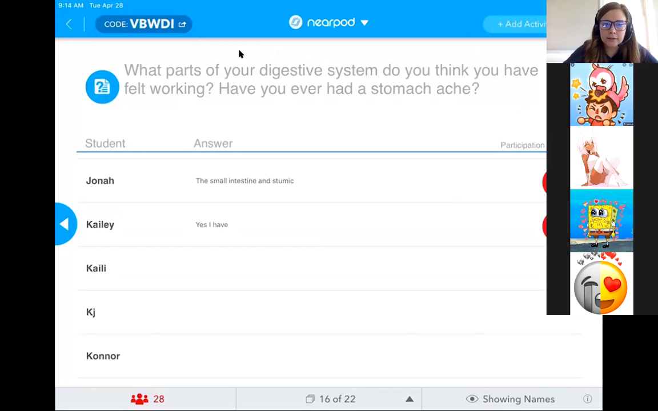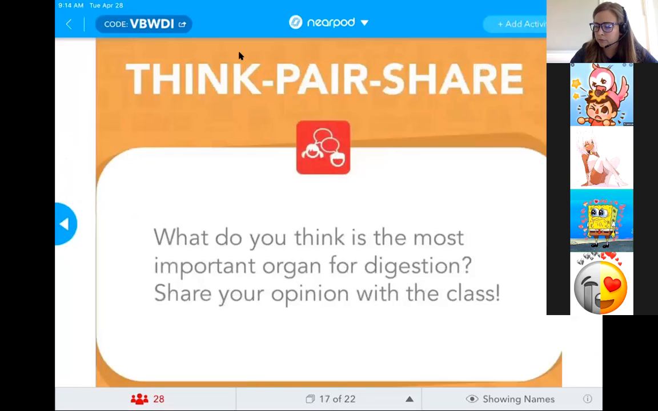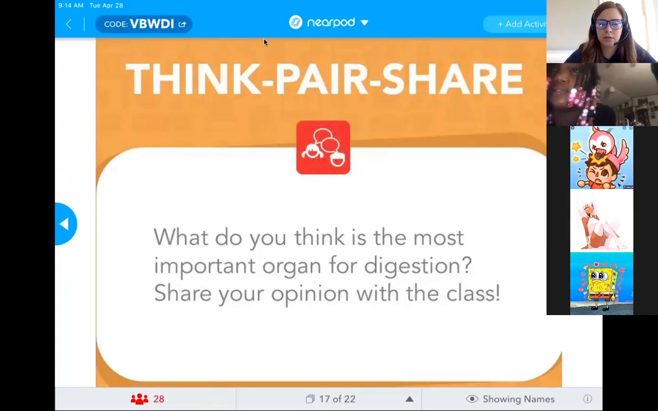All right, let's keep rolling. What do you think is the most important organ for digestion? What do you think is the most important organ for digestion? Stomach. Your stomach, all right. Brielle thinks it's the stomach.